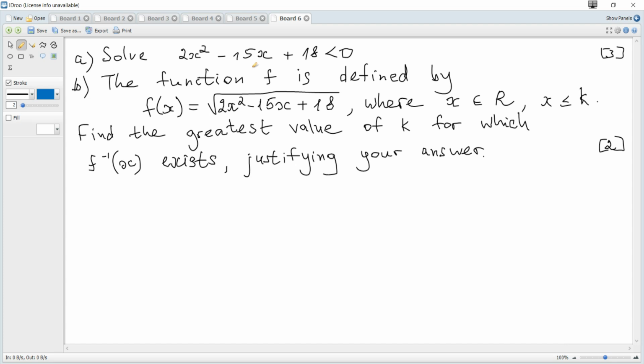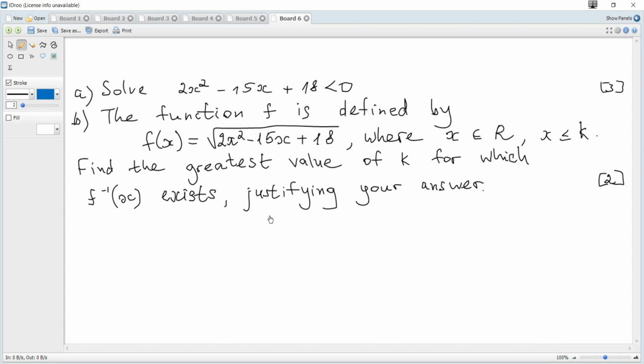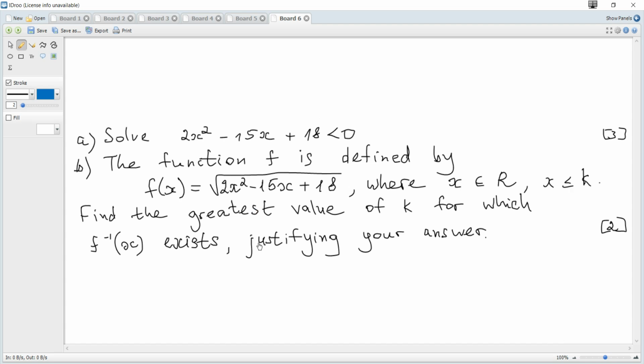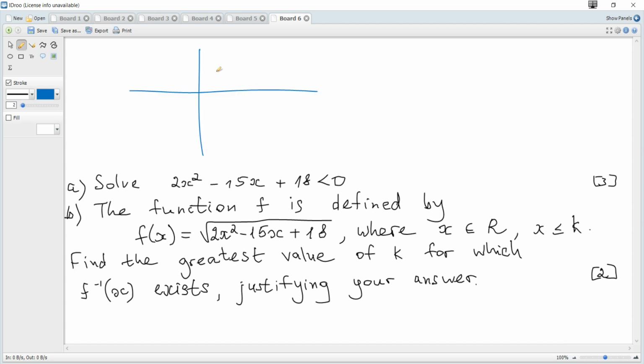Solve 2x squared minus 15x plus 18 is less than 0. So you can see that the left hand side is a quadratic function and the graph is the usual parabola. We need the values of this function, meaning y values, to be less than 0. Where is it? If you know the roots, you can see that the solution is in between x1 and x2.